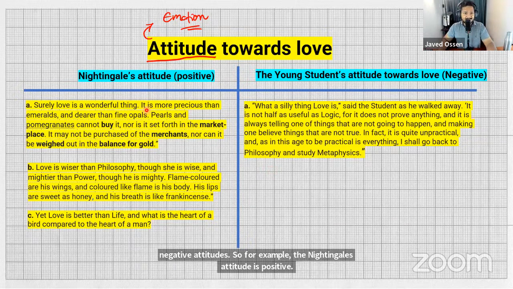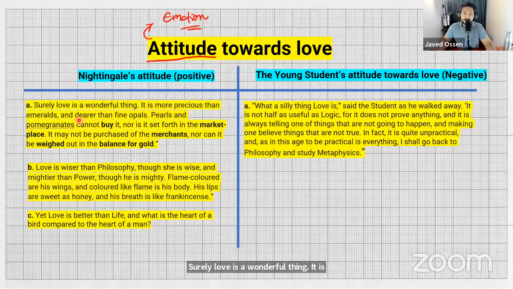"Surely love is a wonderful thing. It is more precious than emeralds and dearer than fine opals." What are emeralds? Emeralds are kind of expensive diamonds. Opals are gems, colorful gems. Emeralds and opals are diamonds and gems. Surely love is a wonderful thing. It is more precious than emeralds and dearer than fine opals. Opals and emeralds are basically rocks, okay?